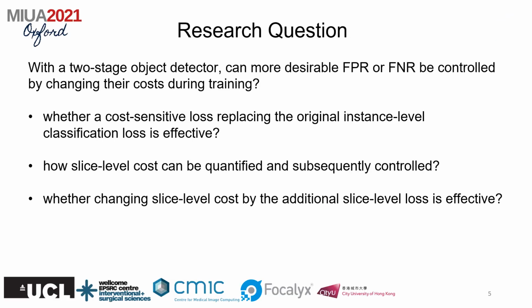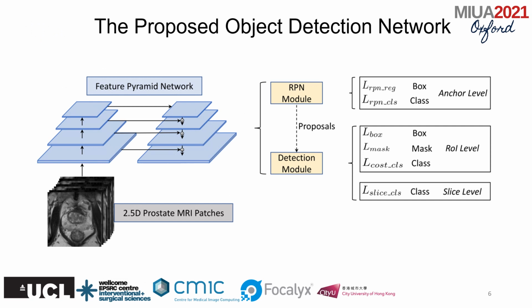In this paper, we would like to answer the following research question in the two-stage object detector. That is, can more desirable false positive rate and false negative rate be controlled by changing their costs during the training process? The overall architecture of our proposed CAD system is depicted in this picture.